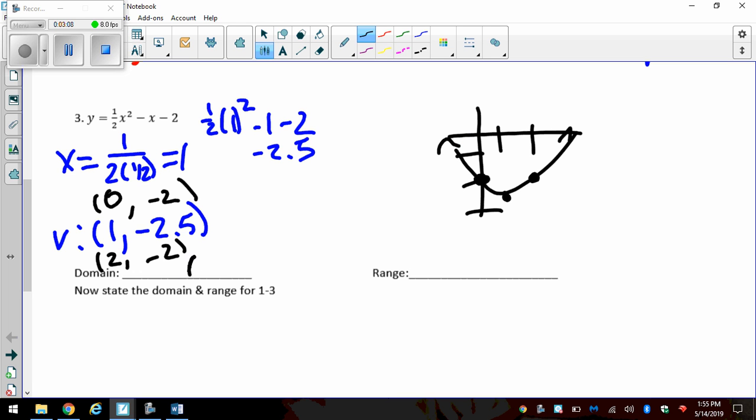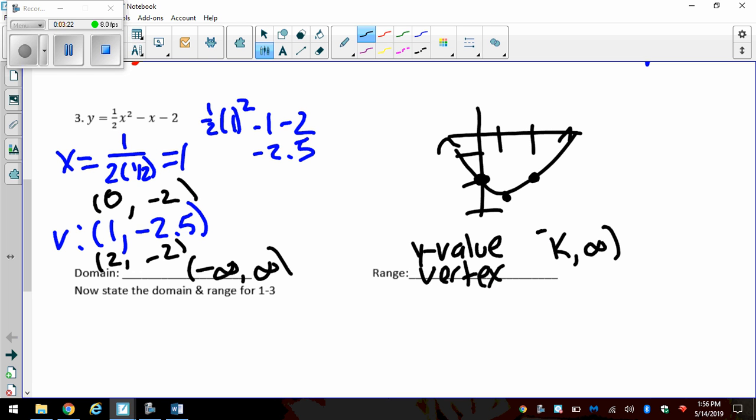The domain is still negative infinity to infinity. Your range is still the y value of your vertex, just like it was in the last lesson. So we'll call that k. So if it opens up, we'll say k to infinity. And if it's opening down, you're still going to say negative infinity to your k value.